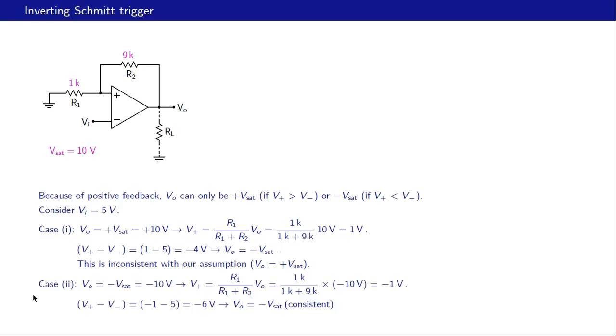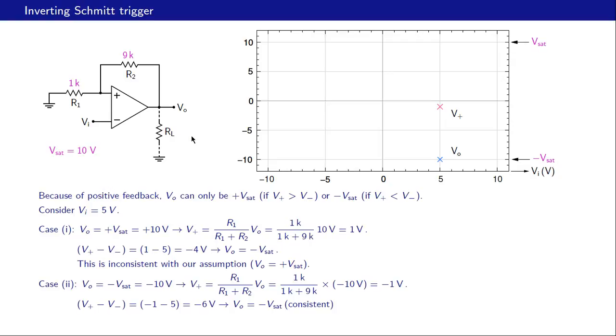So what happens in this case is VO is equal to minus Vsat, and let us check quickly whether that is consistent or not. So we have 5 volts here, minus 10 volts here, and by voltage division V plus would be minus 10 times 1 by 10, or minus 1 volt. So V plus is minus 1, V minus is 5, and therefore VO would be minus Vsat, and everything is consistent.